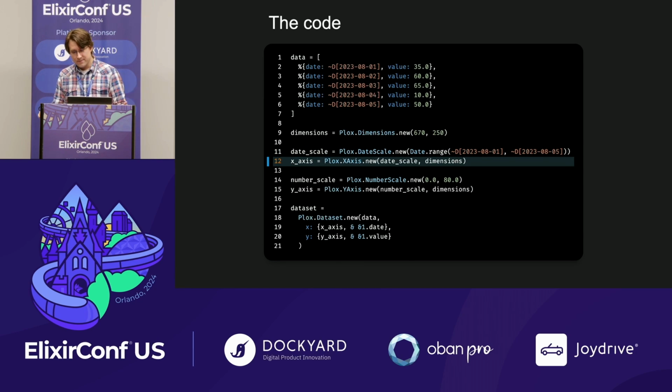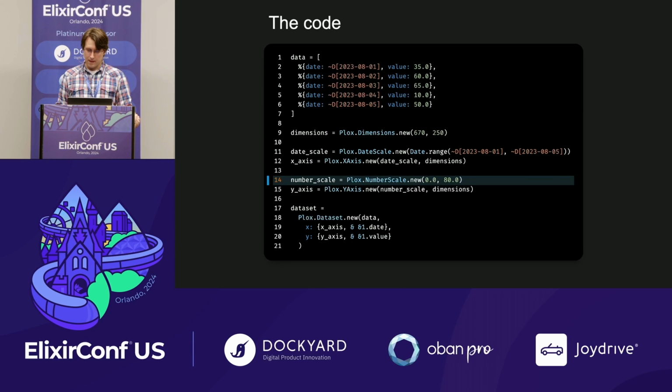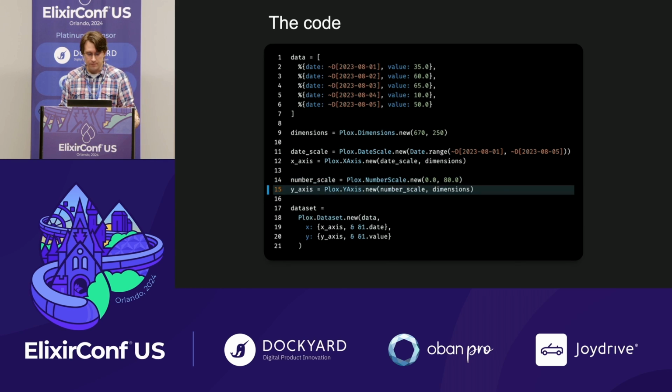Then we create an axis. The axis is needed to know which axis the values are being converted for. Here is where we're making the decision that the dates are part of the x-axis of the graph by using the Plox.XAxis struct, right? The dimensions are given so that the axis knows the bounds of the plotting area for that axis. Same thing here for the numeric values. We're just using a Plox number scale for our data, 0 to 80. Those aren't the minimum and maximum values in our data, but those are the values that we wanted for our scale. And the y-axis to indicate that we want them on the y-axis.